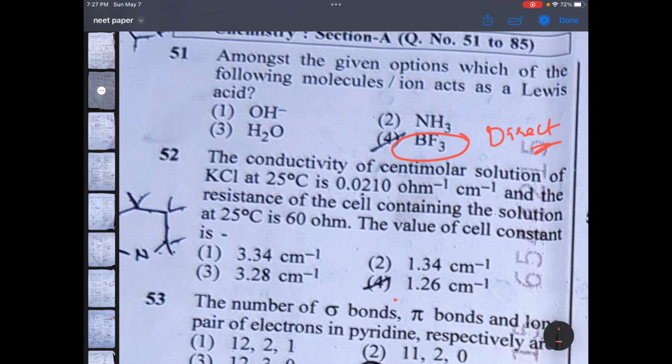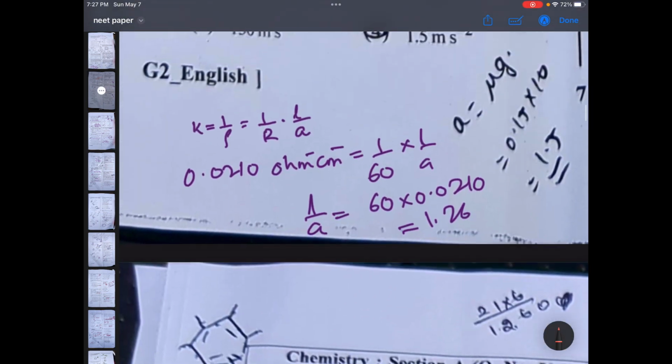The conductivity of centimolar solution of KCl is given, and the resistance of the cell containing the solution at 25 degrees is also given, and it is asking for the cell constant. Cell constant is L by A. Very simple calculation. I just made it.